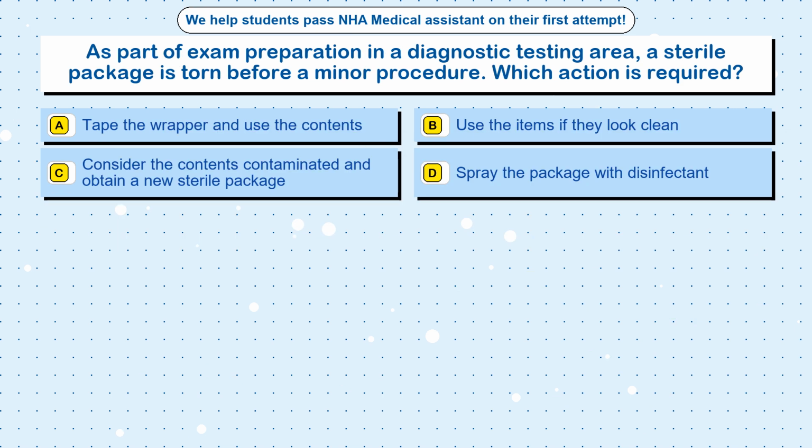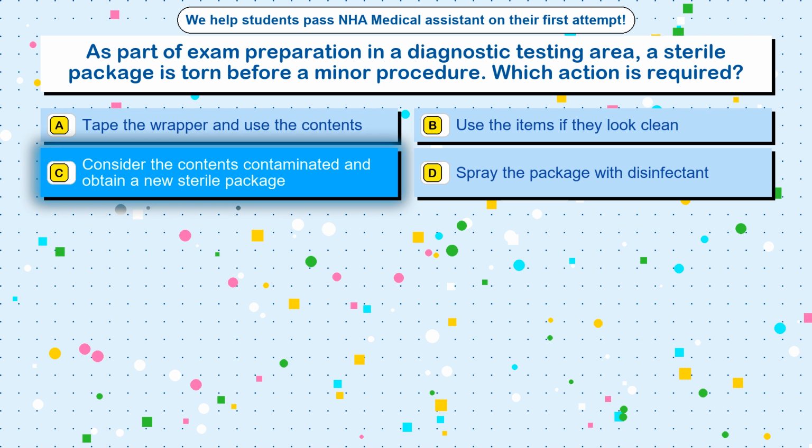Question 84. As part of exam preparation in a diagnostic testing area, a sterile package is torn before a minor procedure. Which action is required? Option A. Tape the wrapper and use the contents. Option B. Use the items if they look clean. Option C. Consider the contents contaminated and obtain a new sterile package. Option D. Spray the package with disinfectant. The correct answer is option C. Consider the contents contaminated and obtain a new sterile package.